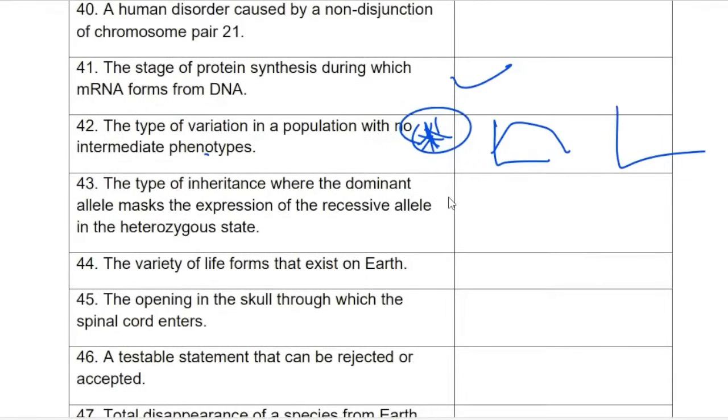The type of inheritance where the dominant allele masks the expression of a recessive allele. Complete dominance, meaning that if it's capital T, small t, this one is completely dominant over this. Therefore, complete dominance. Variety of living life forms that exist on Earth is biodiversity.